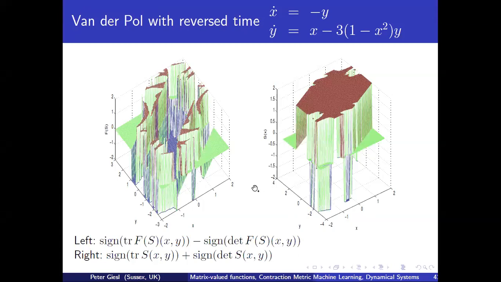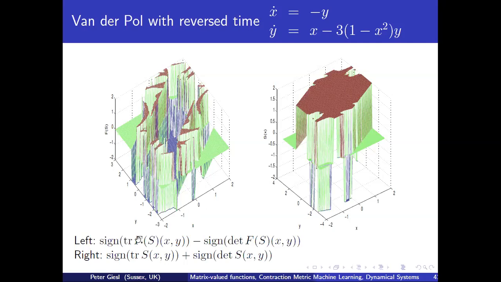Right, now we go for a nonlinear example. We take the van der Pol example, which in the original version has a stable periodic orbit. We reverse the time, so the boundary of the basin of attraction is an unstable periodic orbit, and we have an equilibrium at the origin, and we are interested in the basin of attraction of that, which is somewhere an area of this shape.